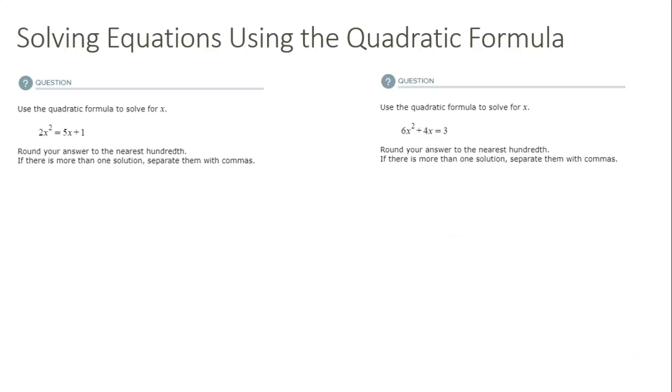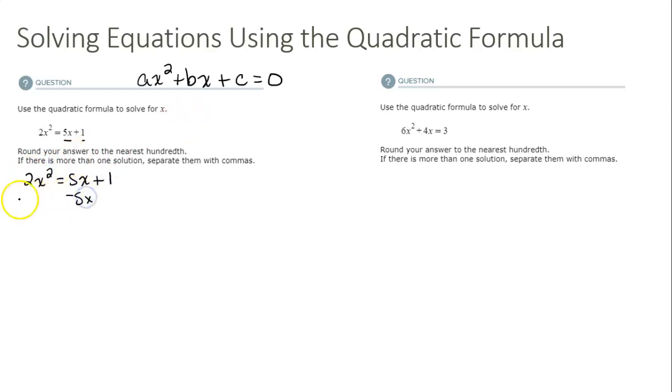Now, these will not always be already in standard form. These need to be put into standard form first. So remember, standard form is ax squared plus bx plus c is equal to 0. So I notice that these are not equal to 0. So let's move the things that make this not equal to 0. We have 2x squared equals 5x plus 1.